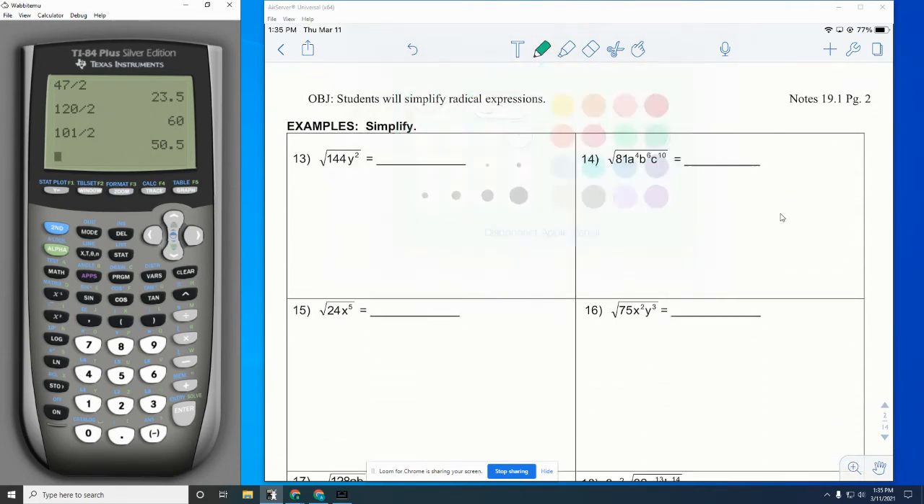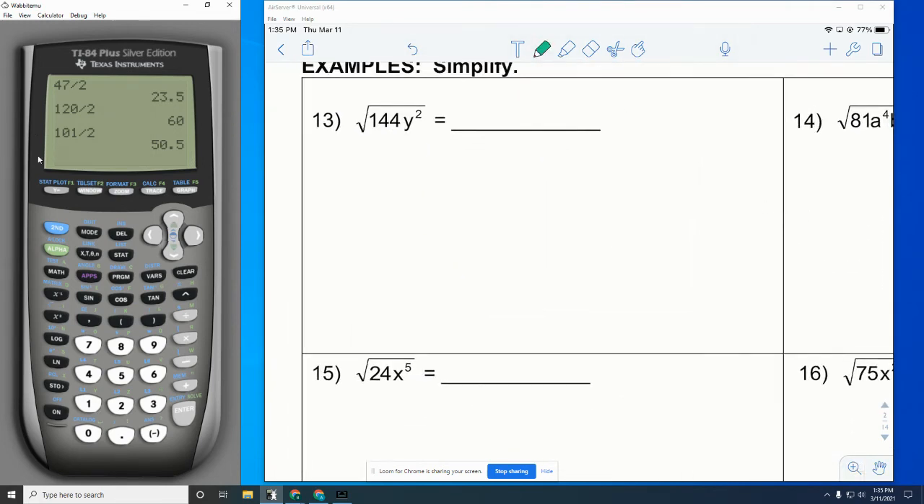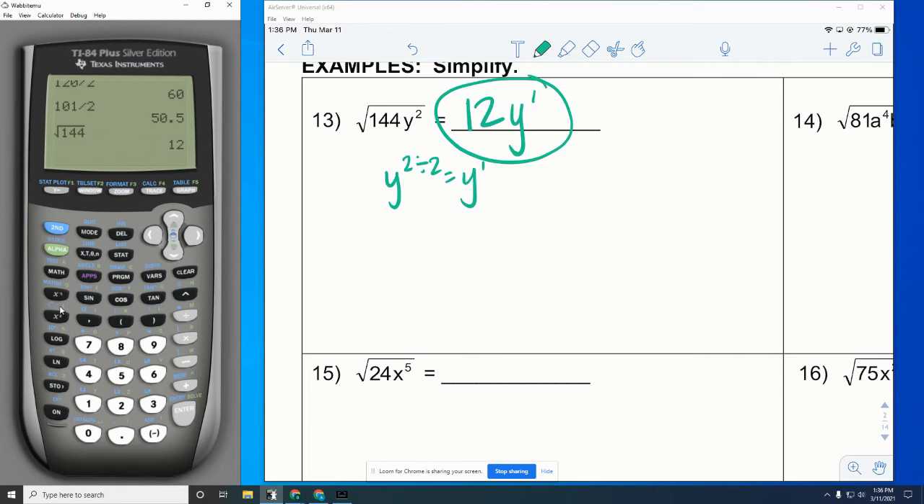So when we're simplifying these problems, number 13, remember we always want to start with the square root in the calculator. Oh, look, how nice. The square root of 144 is 12. And then for the y's, we do 2 divided by 2, and we get 1. It's a nice, pretty number, and so all of that goes on the outside. You can make 1 full group of 2 exponents.